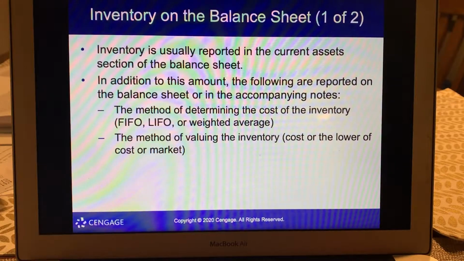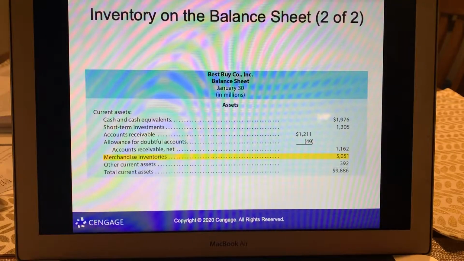Inventory is usually reported in the current assets section of the balance sheet. In addition to this amount, the following are reported on the balance sheet or in the company notes. The method of determining the cost of inventory: LIFO, FIFO, or weighted average. The method of valuing the inventory: cost or lower of cost or market. Okay, so merchandise inventory. That's just showing where it goes.